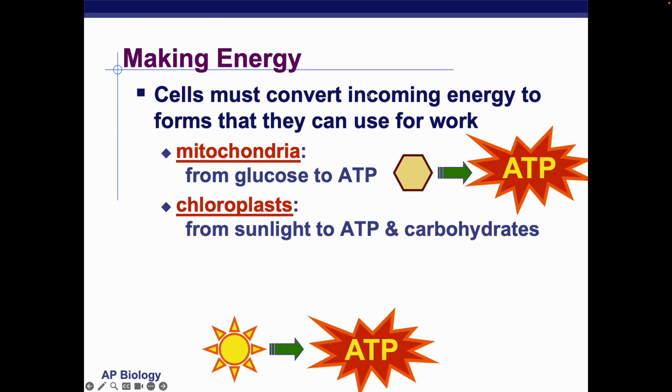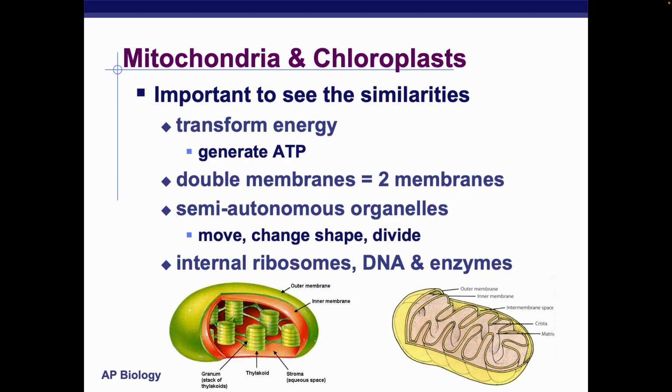So cells must convert incoming energy to forms that they can use for work. ATP is the form we use, but we ingest glucose, right? So we convert glucose to ATP, and sunlight to ATP in plant chloroplasts. We'll talk about these two processes, anabolism and catabolism, later. So now we're talking about mitochondria and the chloroplast.